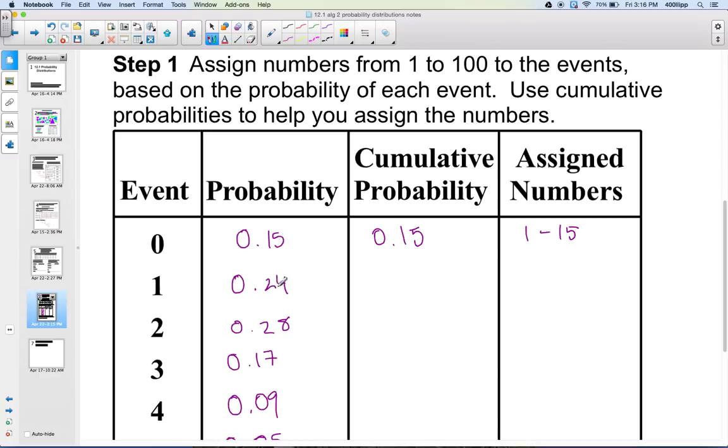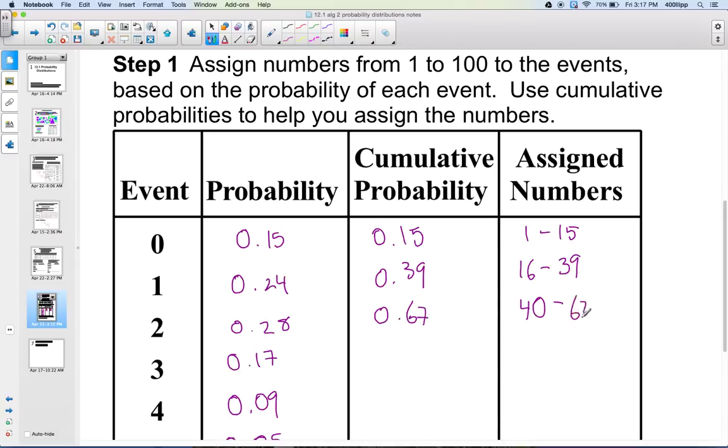So 0.15 plus 0.24 is going to give me 0.39. And then this is going to include 24 numbers in the assigned numbers. So I'm going to have 16 to 39 here. Again, the cumulative probability, we're going to add 0.39 plus 0.28. When I add that up, that will be 0.67. So I'm going to start from the next integer, which is 40, and I'm going to go up to 67 here.